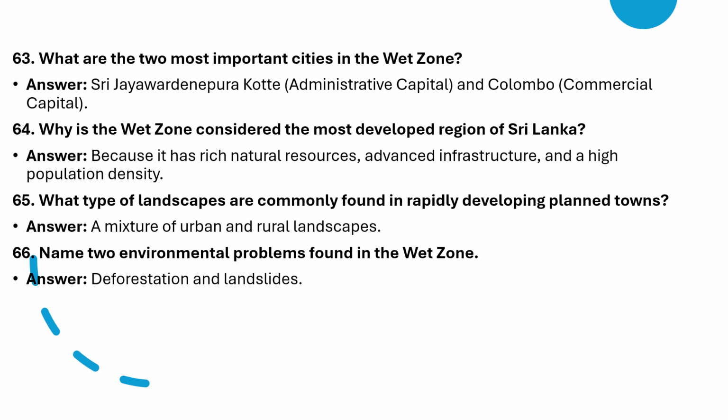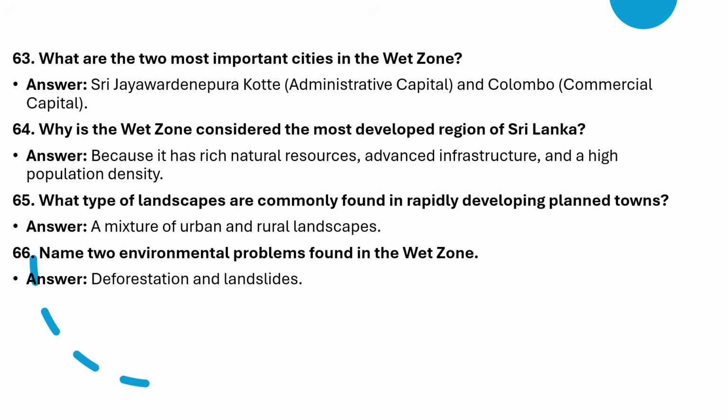What are the two most important cities in the wet zone? Answer: Sri Jayawardenepura Kotte, administrative capital, and Colombo, commercial capital. Why is the wet zone considered the most developed region of Sri Lanka? Answer: because it has rich natural resources, advanced infrastructure, and high population density.